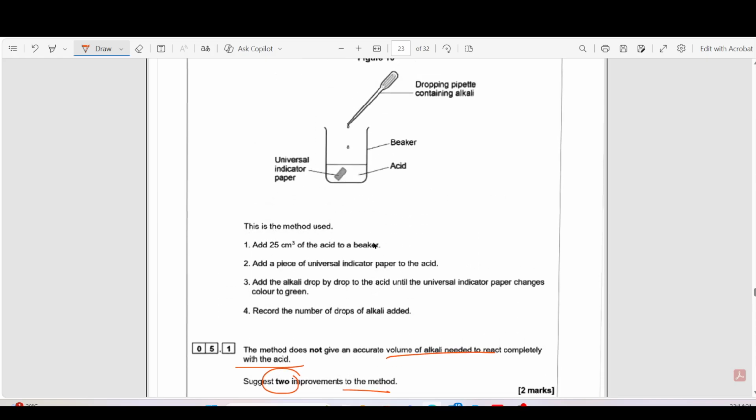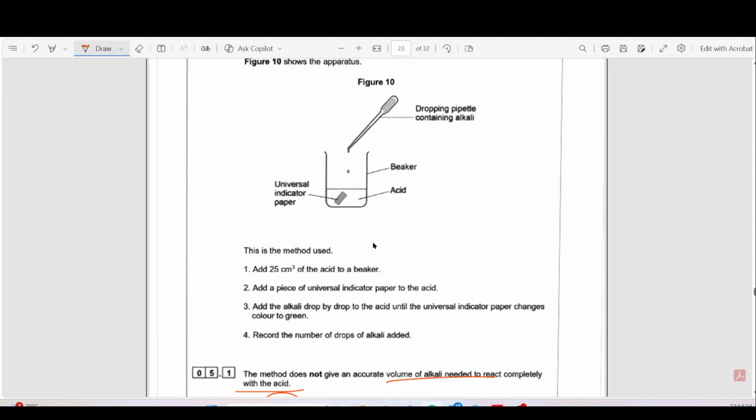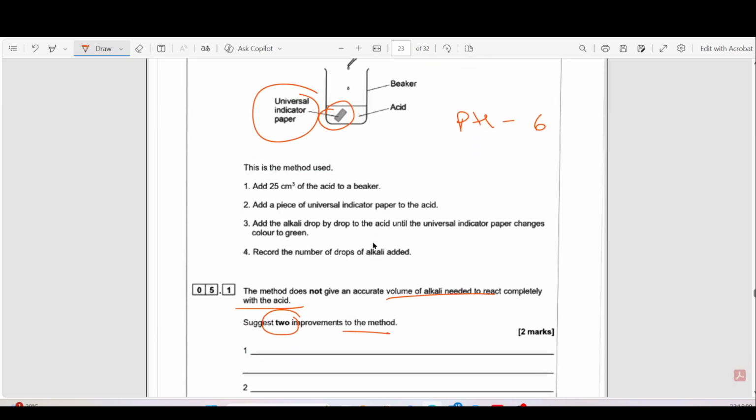So basically, first, we can use a burette instead of a dropping pipette. A burette allows for much more precise measurement of volume added, to something like 0.0 something, compared to counting drops which can vary in size. Also, we should use a pH probe or meter instead of this universal indicator paper, which gives us pH in digits, like pH is 6 or something like that, instead of using this paper. These two can help us to improve.